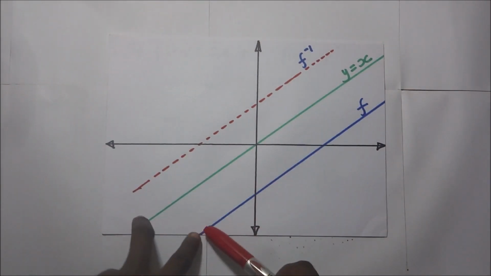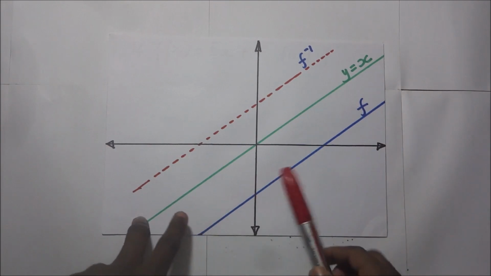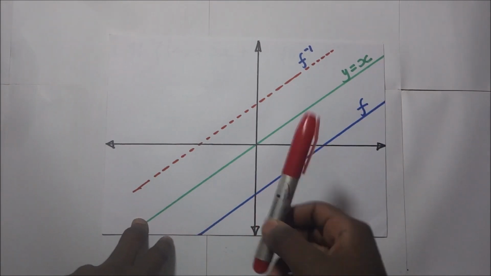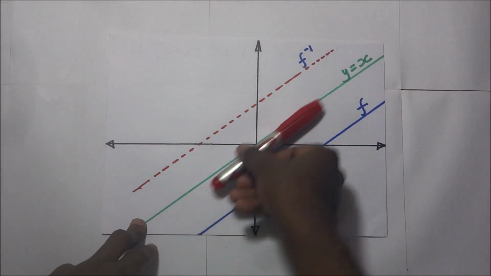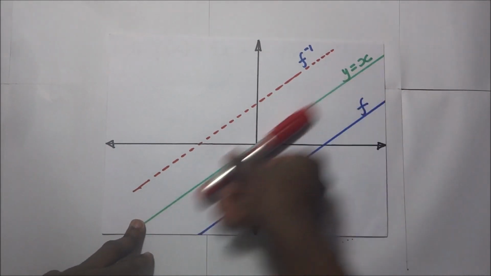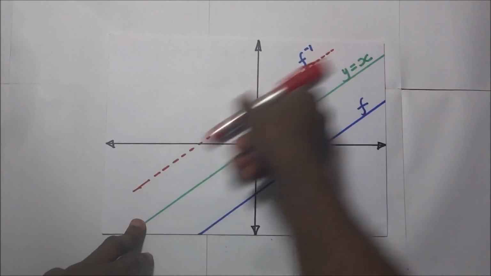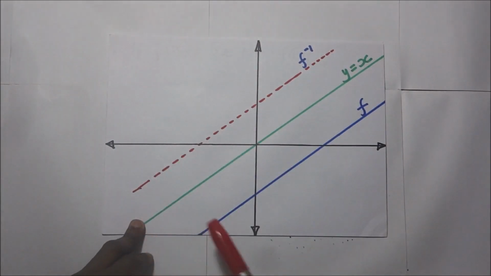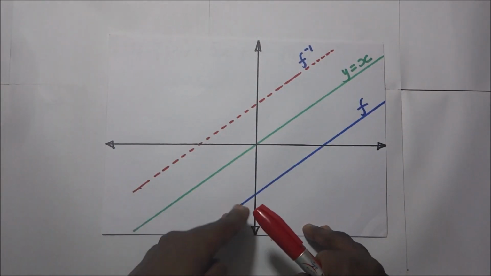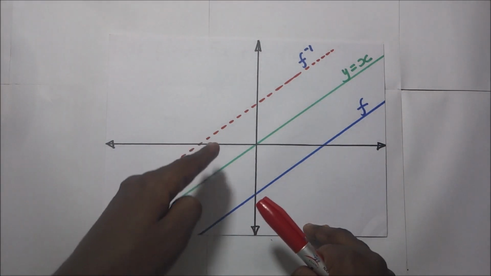We have this function, it's a straight line, and the inverse of this function, like we had said, is a reflection in this line y is equal to x. So the inverse of this function is this line reflected through y is equal to x. And in this case, the inverse of the function is also a function.